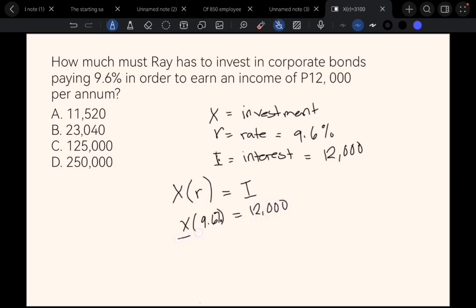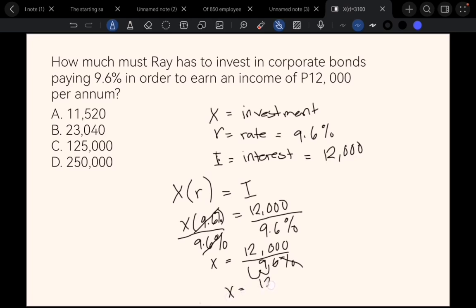So to calculate the value of investment, we need to isolate X by dividing both sides by the rate, 9.6%. We are left with X on one side and 12,000 over 9.6% on the other. We cannot divide the amount by a percentage, so to remove the percentage, we need to move the decimal places to the left.